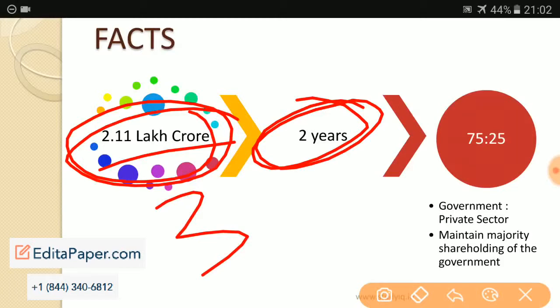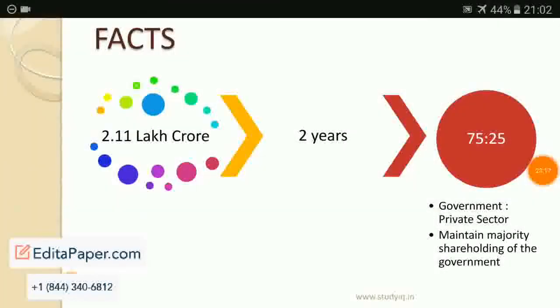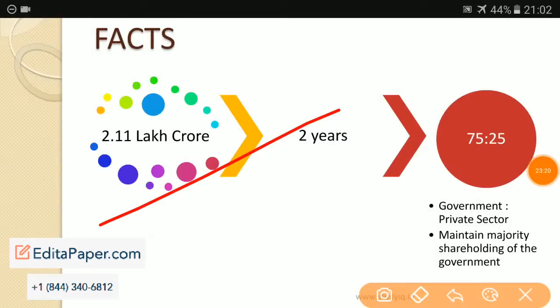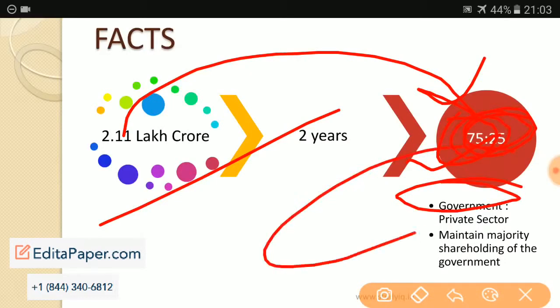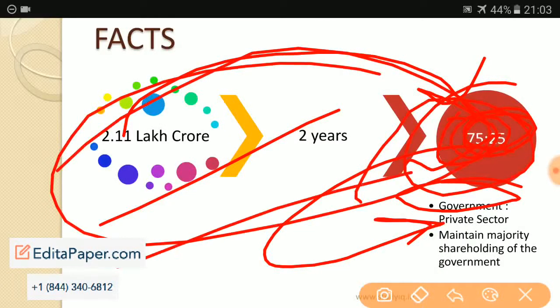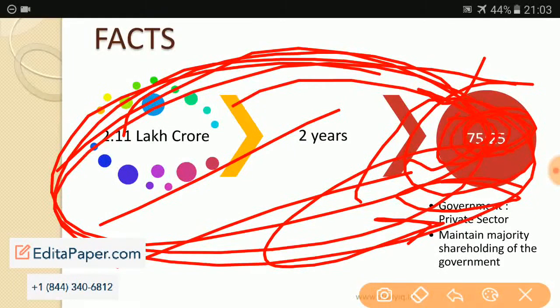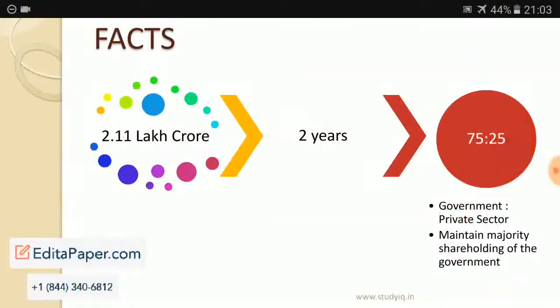And so under this particular recapitalization plan, the government has decided that this recapitalization would take place in a 75:25 ratio. That is, 75% of this 2.11 lakh crore would be provided by the government, and the remaining 25% would be provided by the private sector. And also this plan would ensure that the majority shareholding of the government in the public sector banks is maintained. So these are the broad facts regarding the recapitalization scheme of the government of India. And now we would be looking into each of these plans in greater detail.